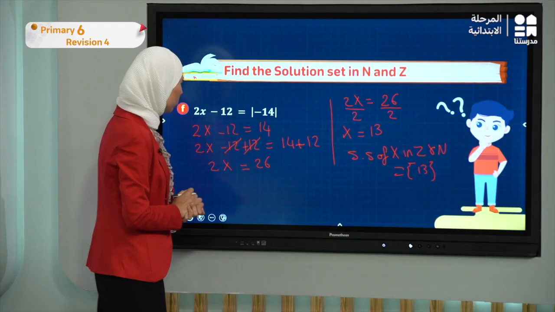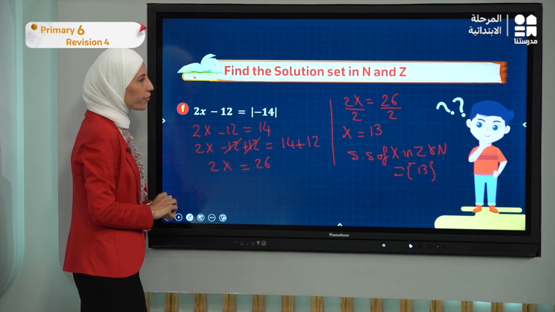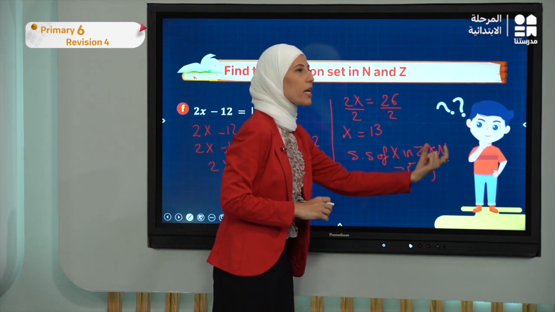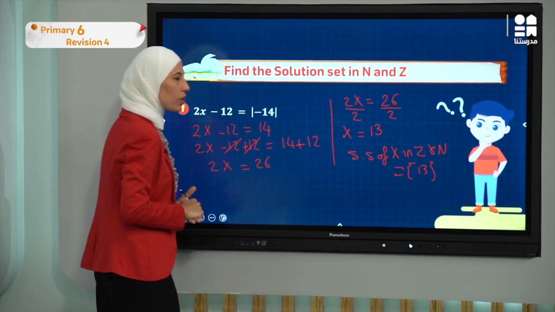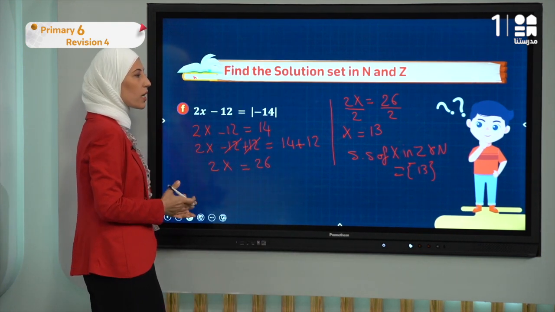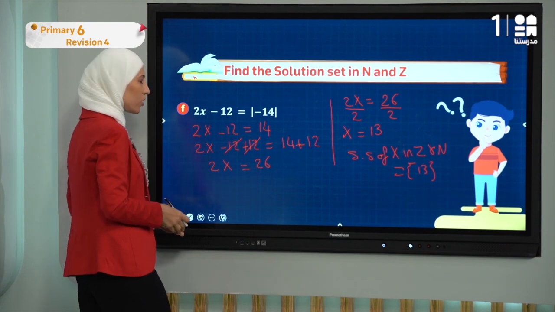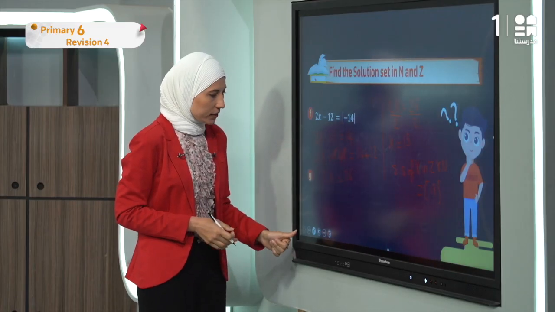Okay, so I think it's clear enough. So when I find the value of x, I can find the 13 in the two sets I have, اللي هي natural set with Z of integers. So I am going to write this is my solution set. تعالوا ناخد exercise تاني.